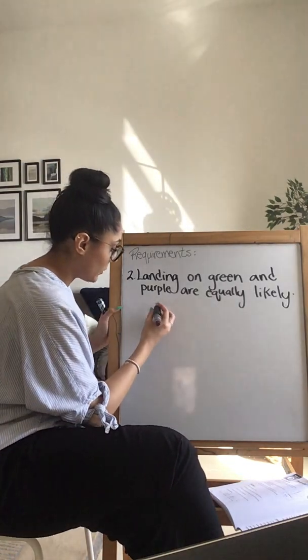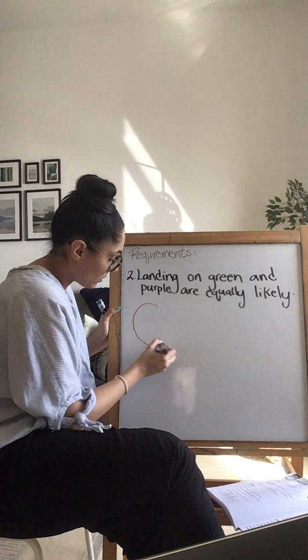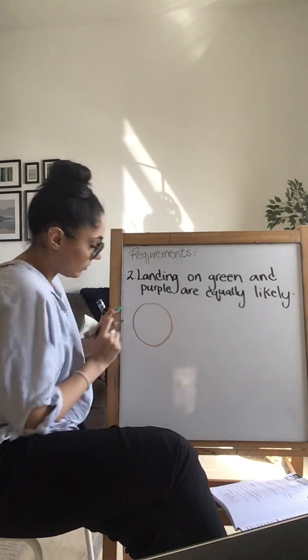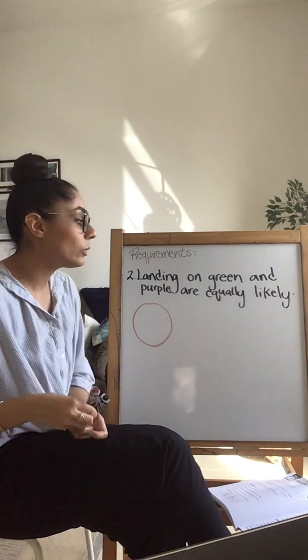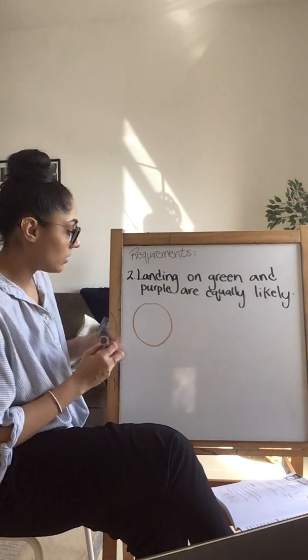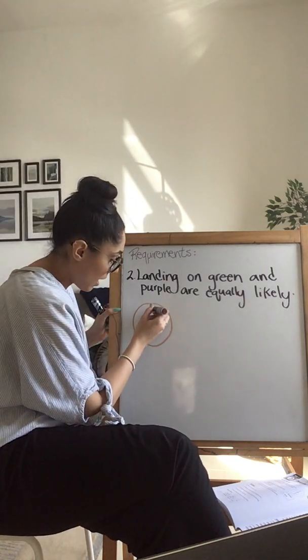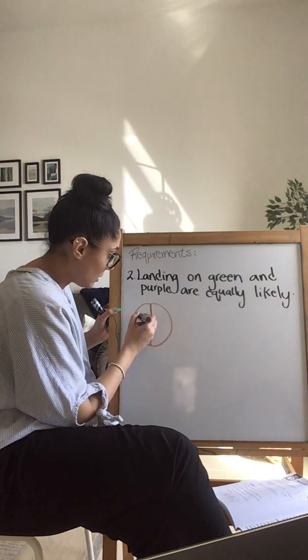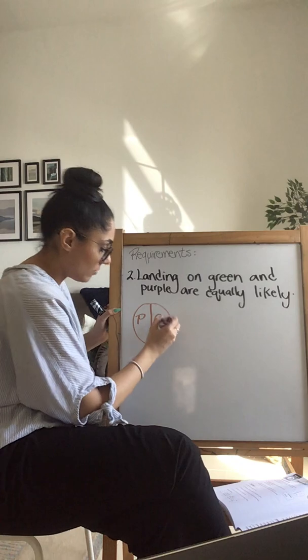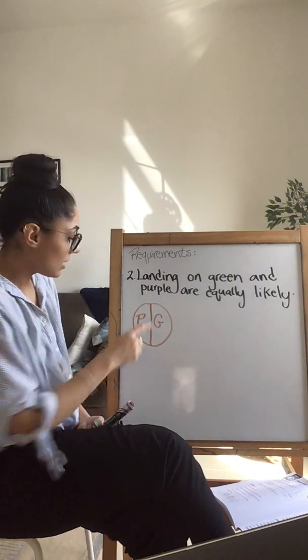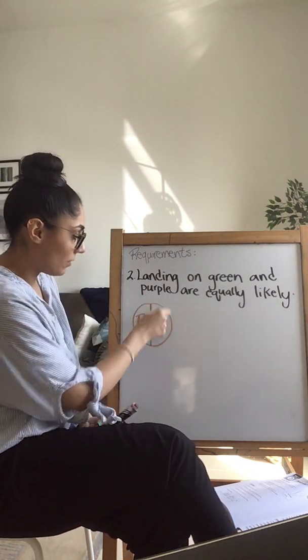So let's say I've got a spinner here. Maybe we can do 2 possibilities. I've got a spinner here. And let's say I've got this. So if I say landing on green and purple are equally likely, that means that my spinner needs to be, so if I cut it in half, and I say this is purple, P for purple, and this is green. And that would work, right? Because this is equal, this is half, and this is green.